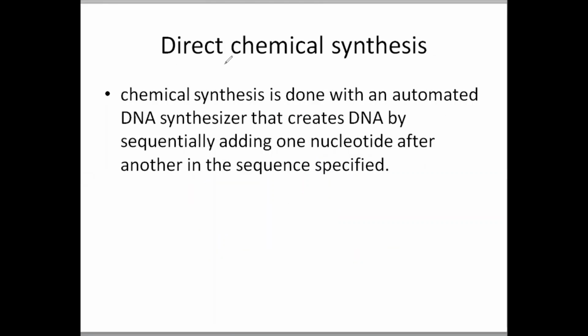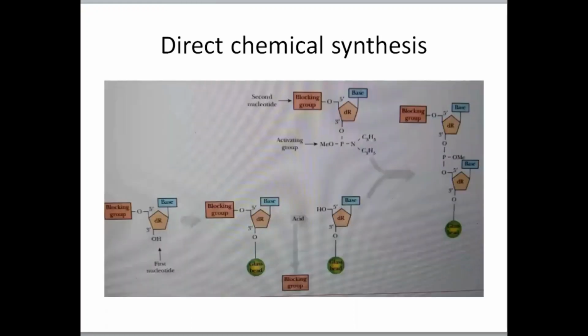Now we can also create DNA fragments using chemical synthesis. So how are we doing chemical synthesis? We are using a DNA synthesizer. This DNA synthesizer creates DNA by sequentially adding one nucleotide after the other. So how does this work? Let's have a look at it. This is the process by which we are going to add the DNA. So step by step, let's learn about it.